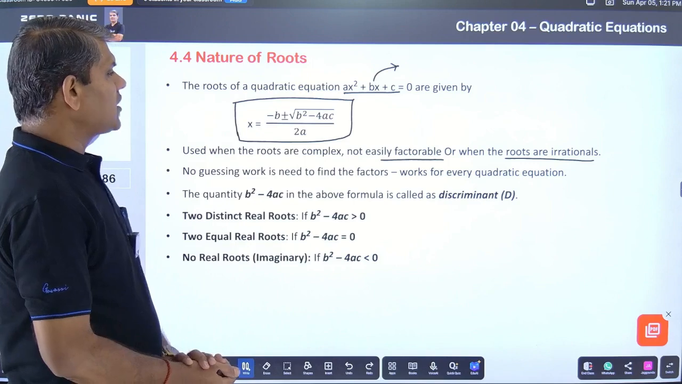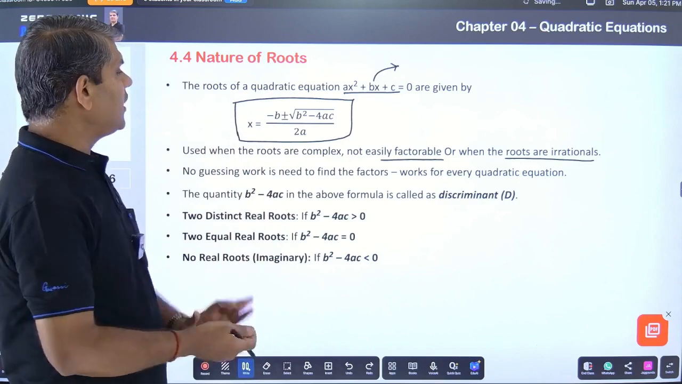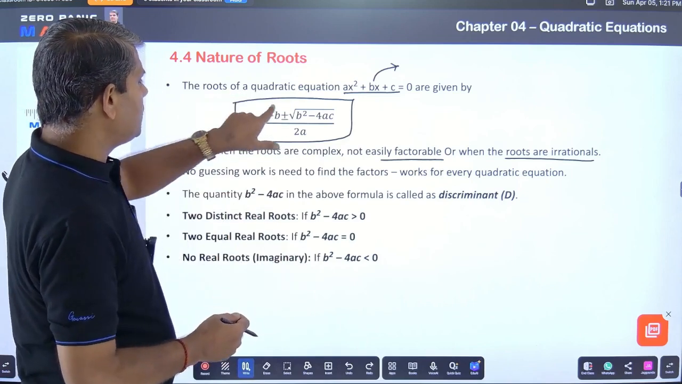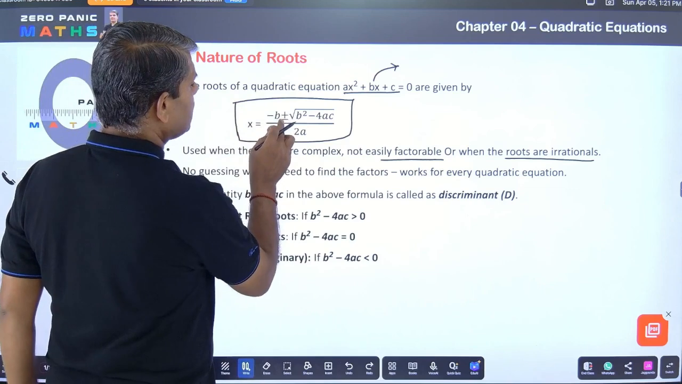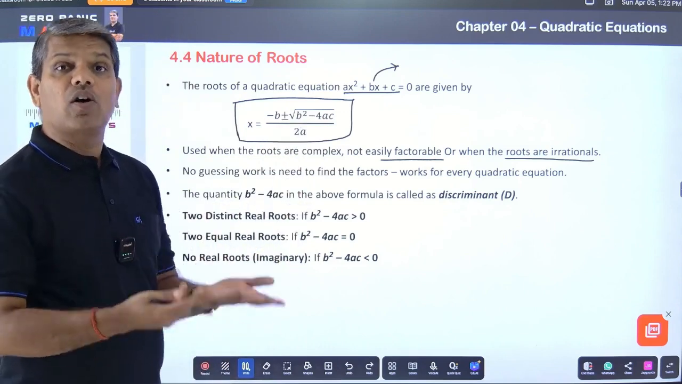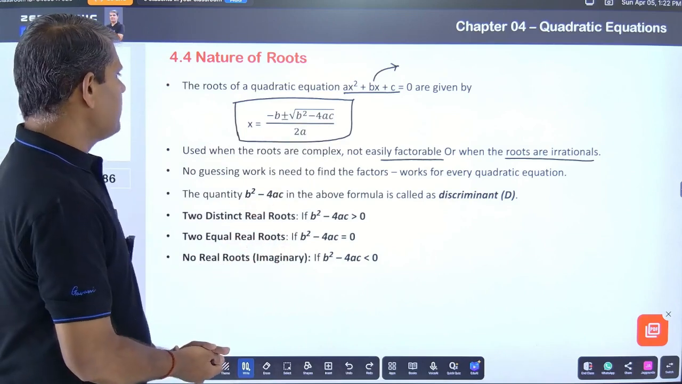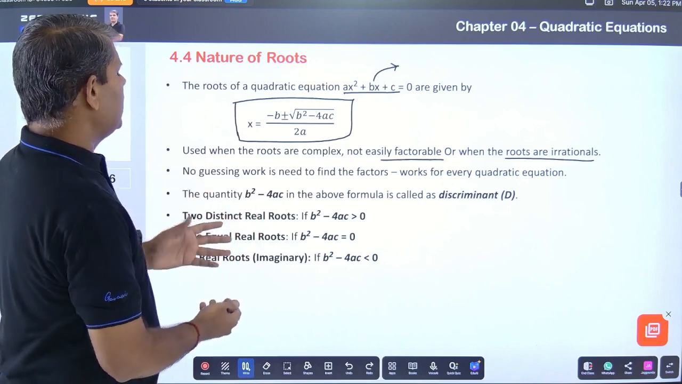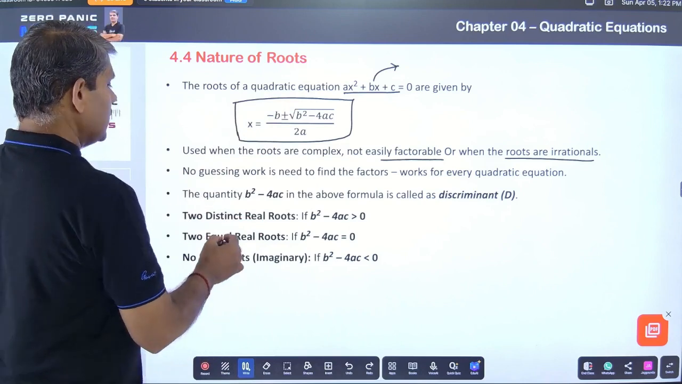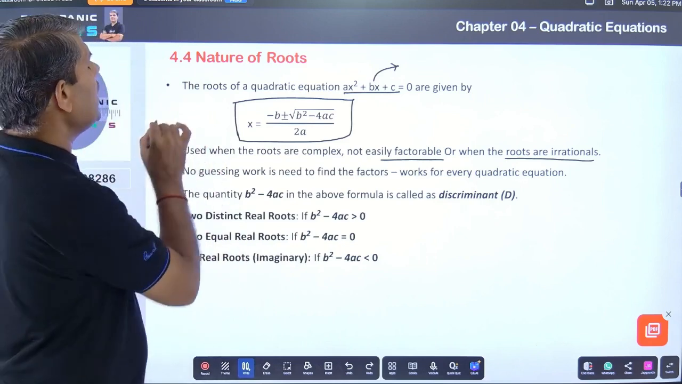How this formula is derived is not part of your syllabus, but anyway, I will explain how we got this particular formula: x equals minus b plus or minus square root of b square minus 4ac, divided by 2a. I will explain those steps, but that is not part of your syllabus. After discussing this formula, we should concentrate on the three different roots and the three different natures of the quadratic equation.